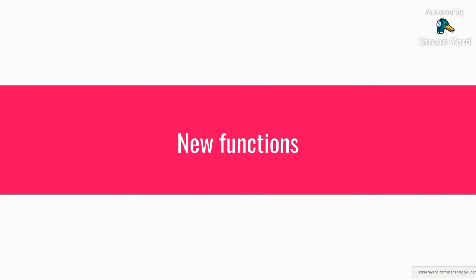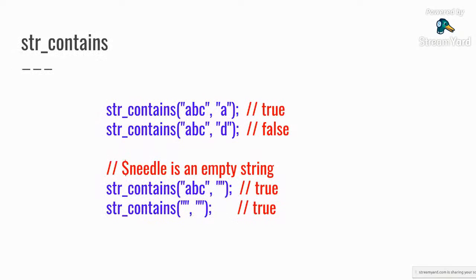There are quite a few new functions as well. So first is str_contains. In a string, it will check whether a particular string is available in a string. It could be anything, A, B, or C. Earlier, we were doing something like substr or something like that. So now there's a direct method available. So the first example will return true, the second example will return false.